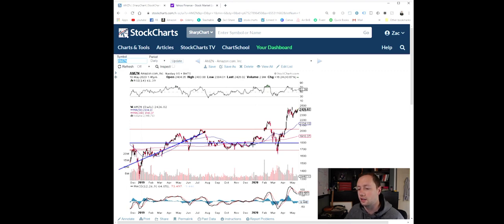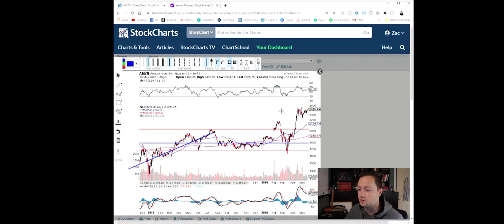All right, Amazon. I really like this one. This one is possibly the ultimate winner out of COVID. They did have some worker strikes where they're going to have some issues there, but overall, this company is a beast. It's a complete and absolute dominator.